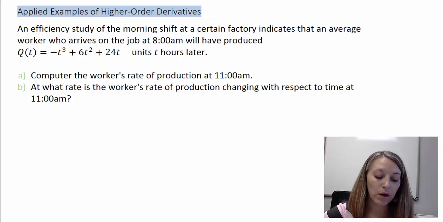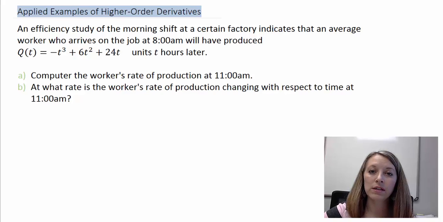In A, we want to compute the worker's rate of production at 11 a.m. And B, we want to figure out at what rate the worker's rate of production is changing with respect to time at 11 a.m. I suggest you pause the video and see if you can come up with the answers to these problems.